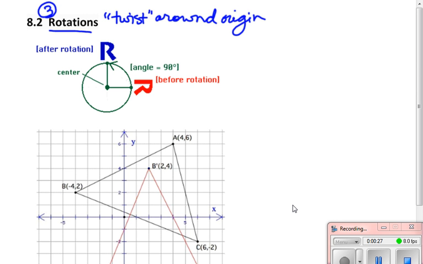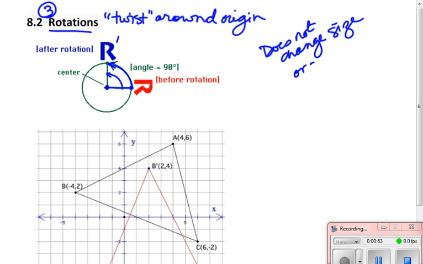So again, our notation R and R prime is going to hold, and you see that I took R and rotated it on a pivot, this center point. So again, it does not change size or shape. So that's a nice check if you've graphed it right, if your pictures look the same. It only changes location.